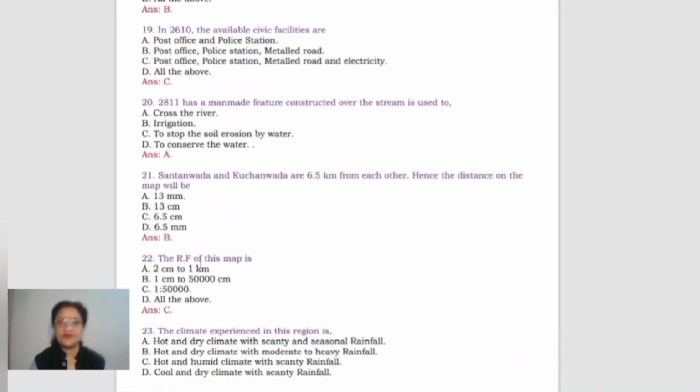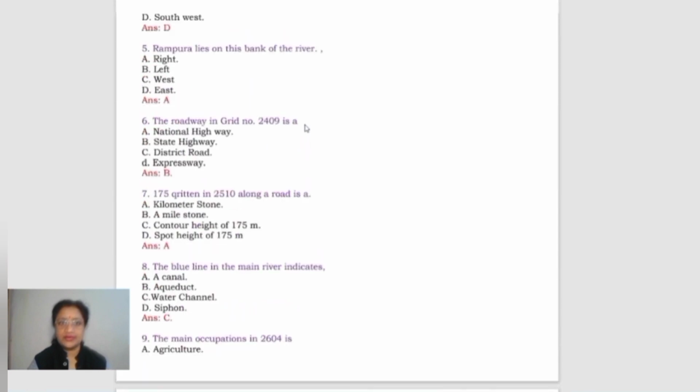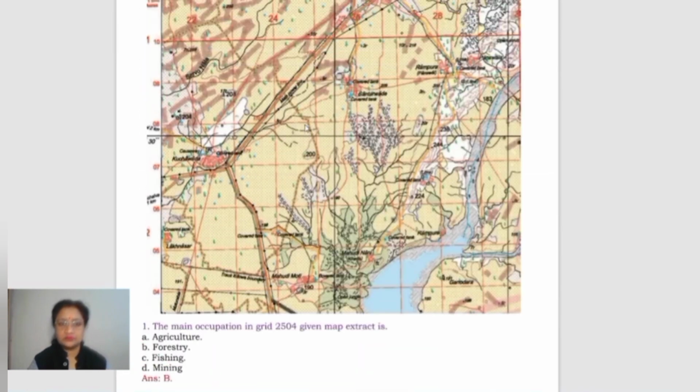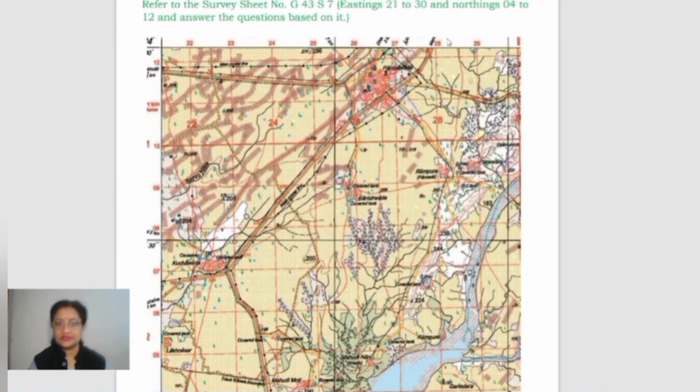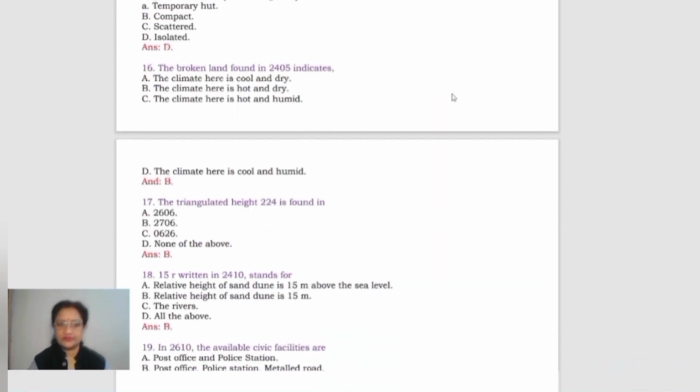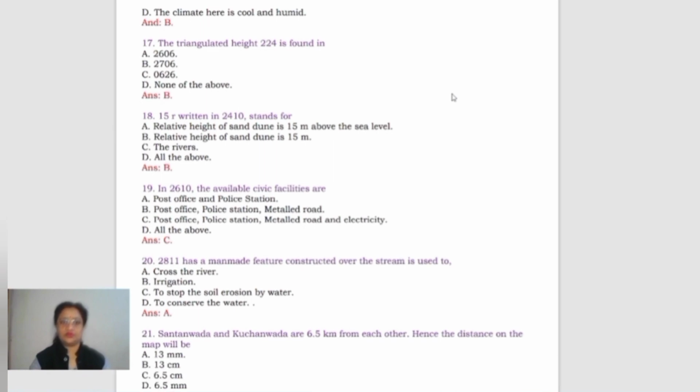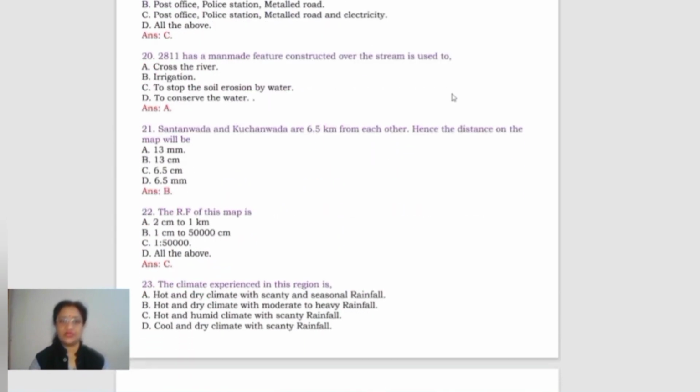2811 has a man-made feature constructed over the stream, used to... In 2811, where is that? This is 28, and this is 11. This is meant to cross the river. Okay, A option is correct.